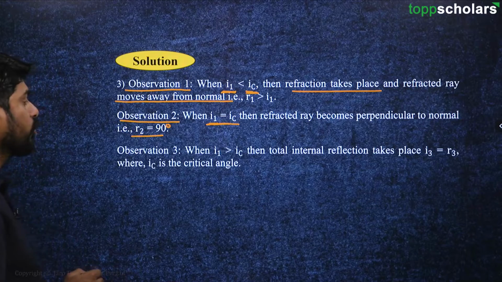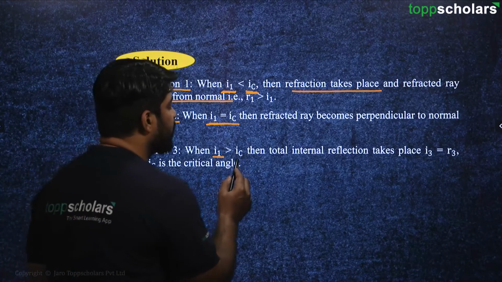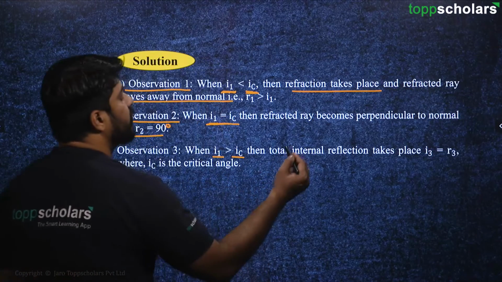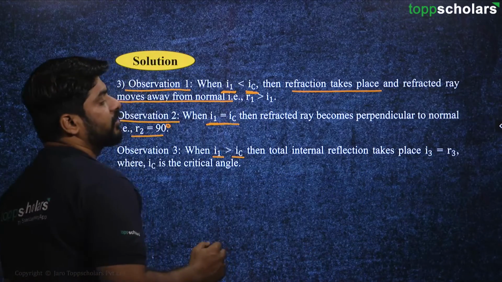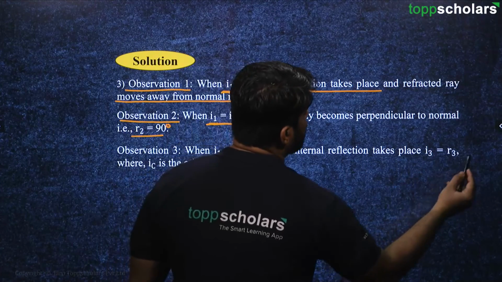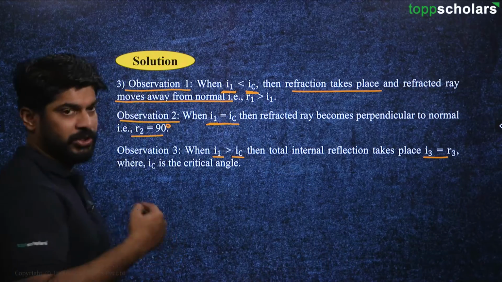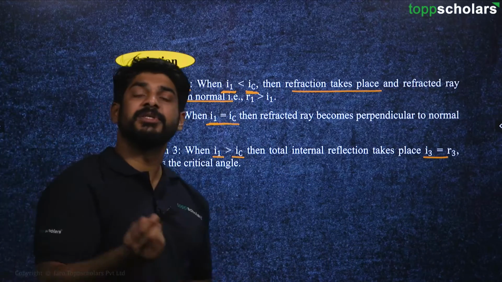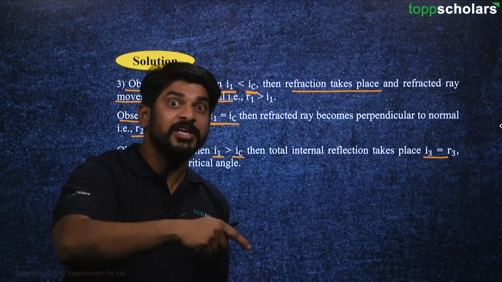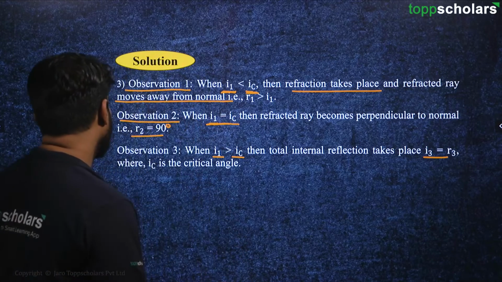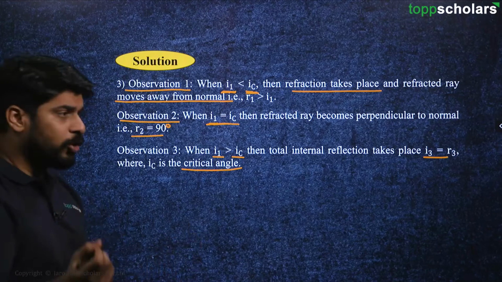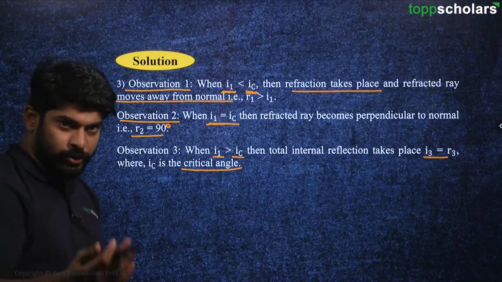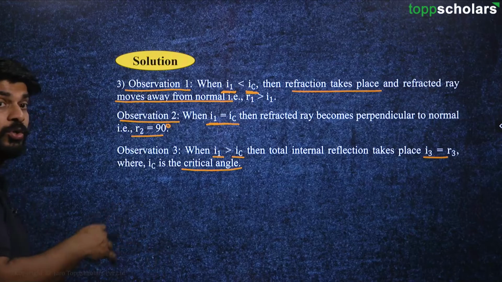Then the third observation is, when the angle of incidence is greater than the critical angle, then total internal reflection takes place, that is here I3 is equal to R3. So here R3 basically represents the angle of reflection, not refraction. Where IC is the critical angle. So these are the observations that Swarali has got, and we have drawn the diagram also.